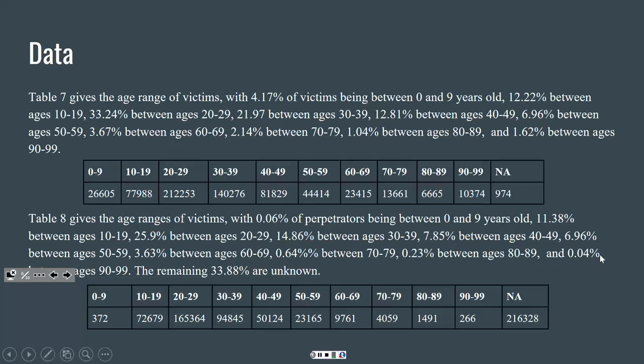So these data sets are about their age. This table 7 gives age range of victims, with 4.17% of victims being between the ages of 0 and 9, 12% being between 10 and 19, 33% between 20 and 29, 21% between 30 and 39, 12% between 40 and 49, and so on and so on. And then here are the counts for the perpetrator ages, and we found that the highest correlation by a couple of thousand was 20 to 29-year-old being the perpetrator, and the same age range for the victims. So we found that that was like the highest count, is those ages.